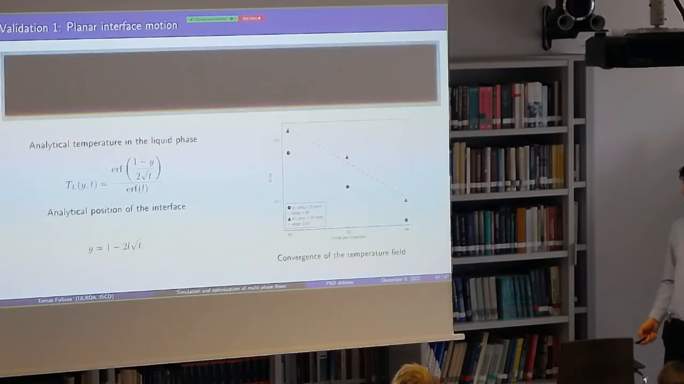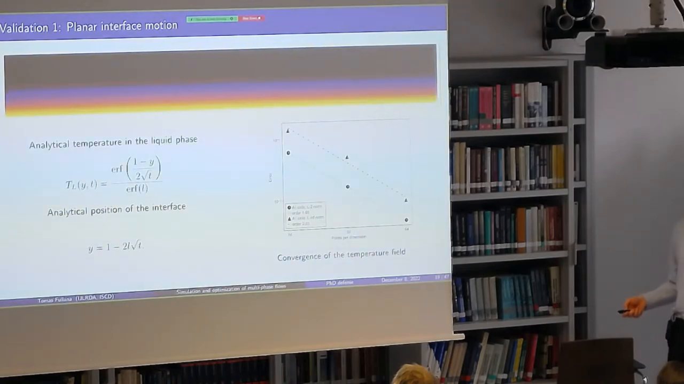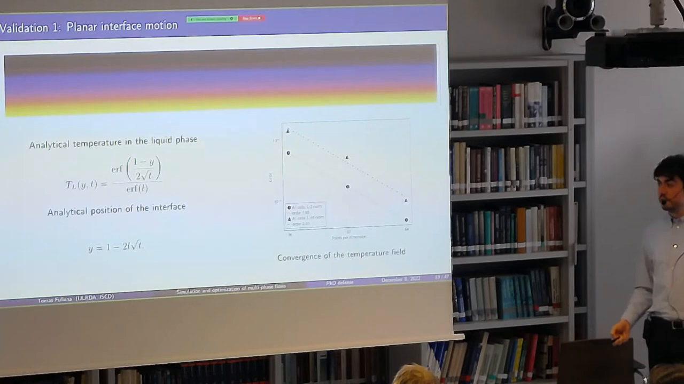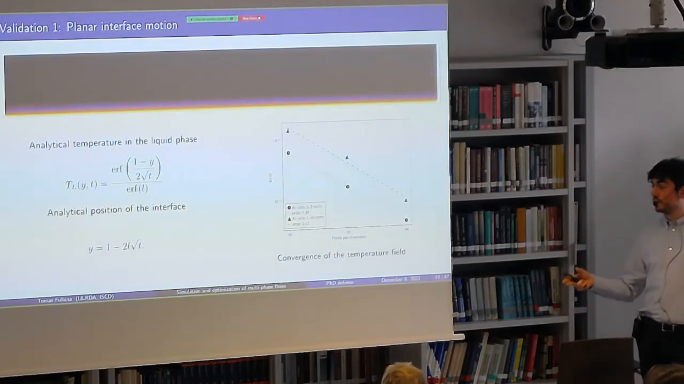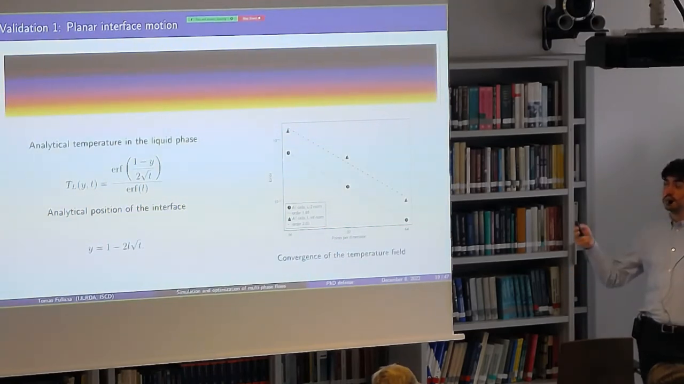Now, the first validation here is the planar interface motion. We initialize the interface as a plane, and we impose a Dirichlet boundary condition so the liquid phase is moving up and is melting the solid layer. This has an analytical solution for the temperature field, which is basically an error function. It also has an analytical solution for the position of the interface, and we can compute the error in temperature field with respect to the analytical solution for different grid sizes. Now, this shows a second order accuracy in L2 and L infinity norm for this case, and this validates as well the implementation of the fresh cells.